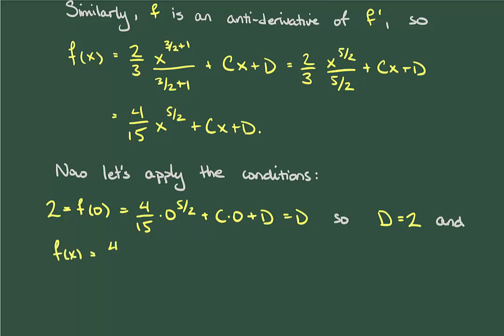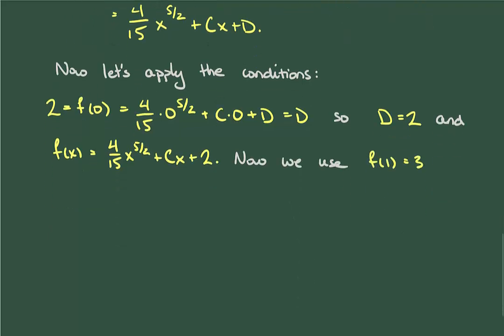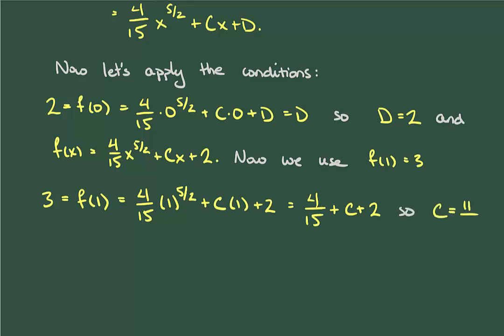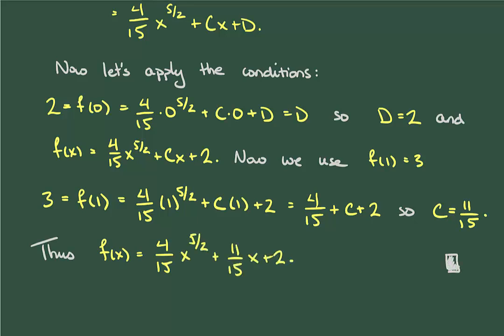Putting that back into our function, f now looks like this. To take care of that c, we need to use the second condition that f of 1 is equal to 3. Plugging that in and solving it for c gives us that c is equal to 11/15. We thus have all the constants, so our function f is no longer a generic antiderivative, but instead looks like this. So a few quick notes.